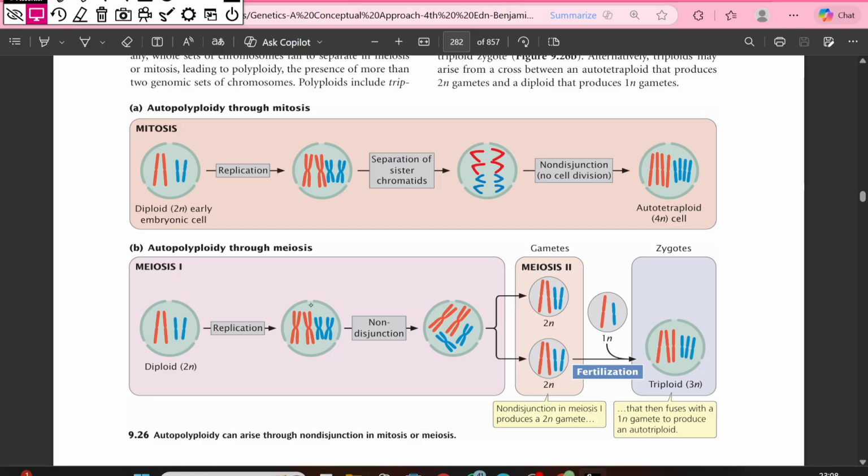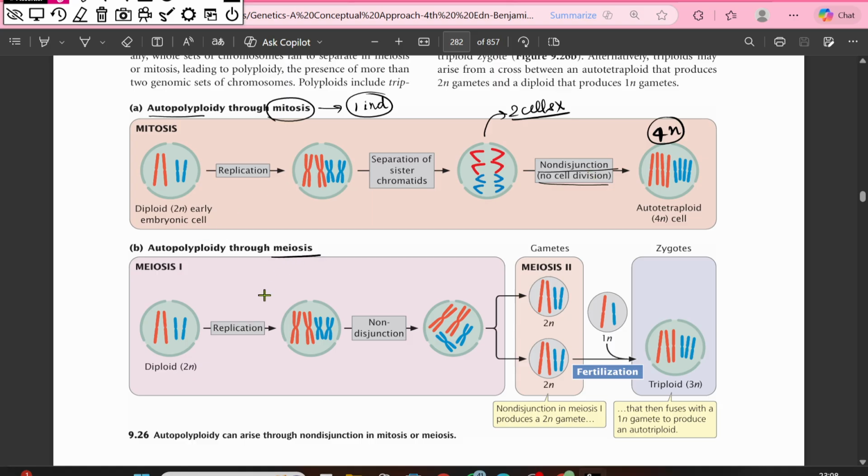So suppose we are talking about autopolyploidy through mitosis. In mitosis, generally only one organism or one individual is required, not even two individuals. In that particular individual, in its own cell, suppose non-disjunction has occurred and the division has not occurred. That time this has to be converted to two cells, but it did not. So now, rather than becoming 2n, it will become 4n.